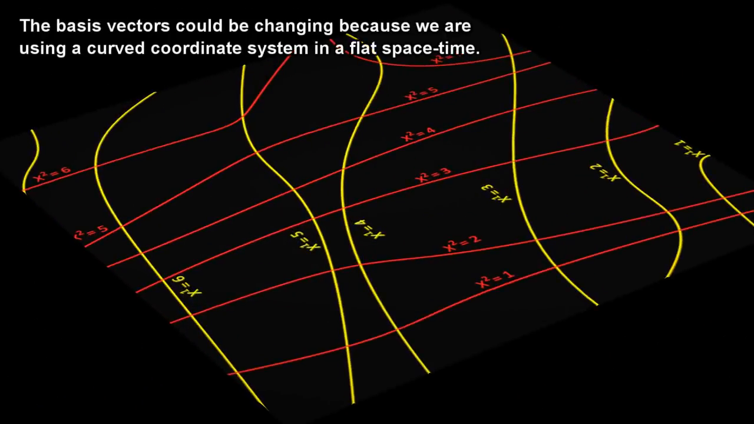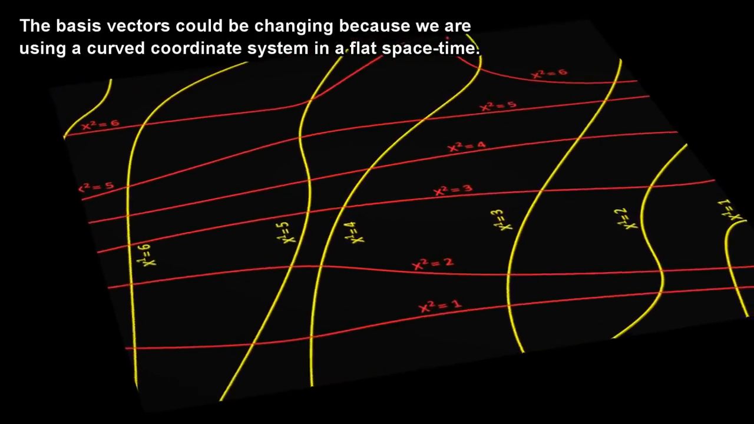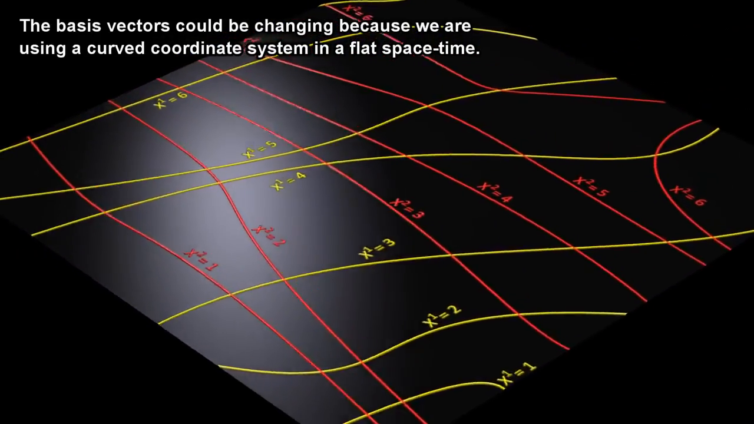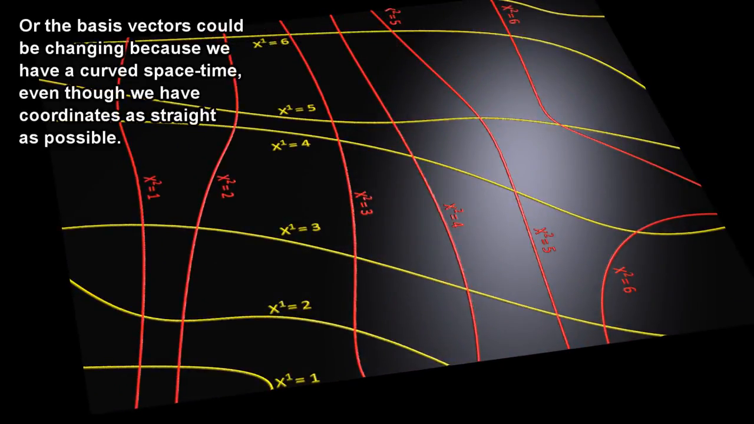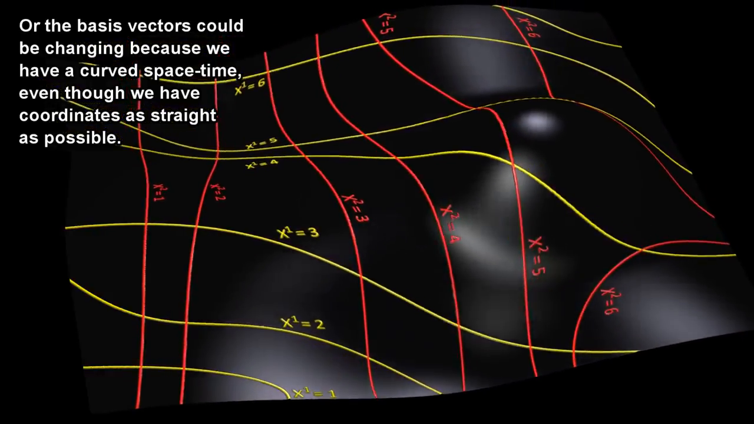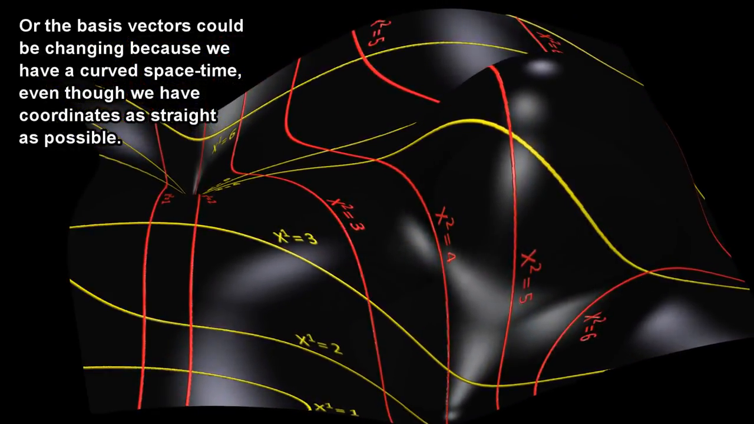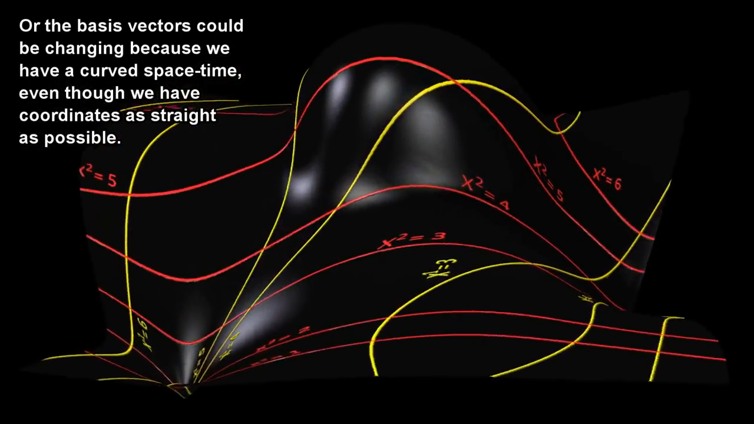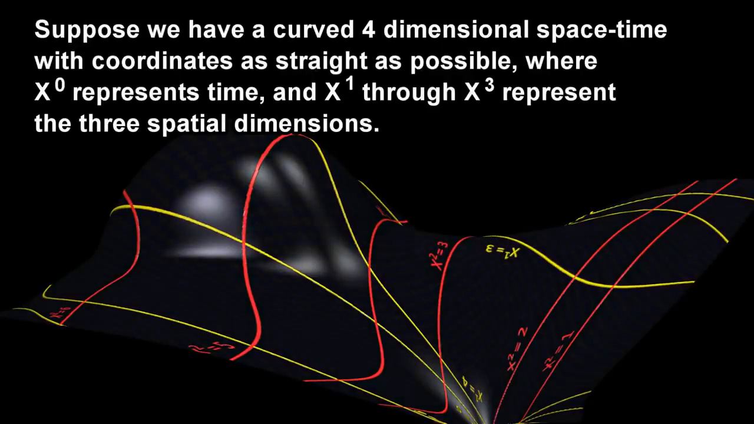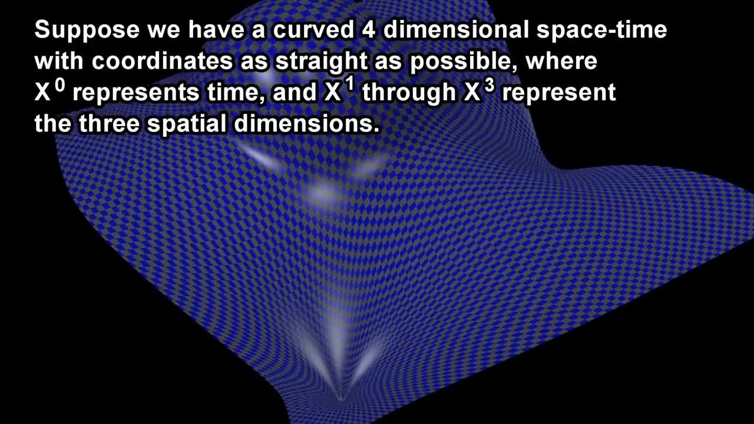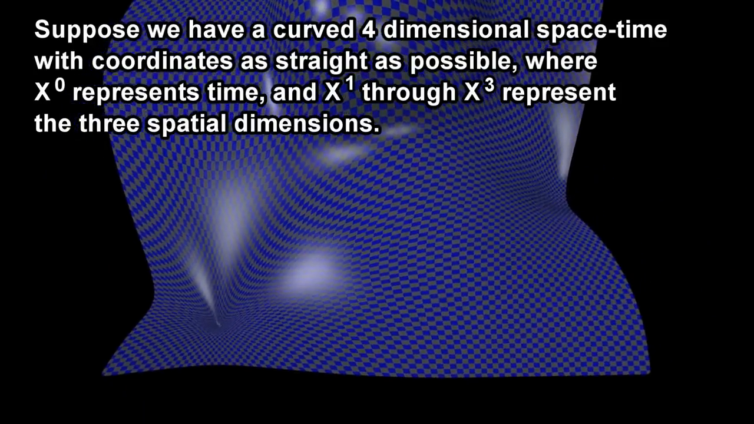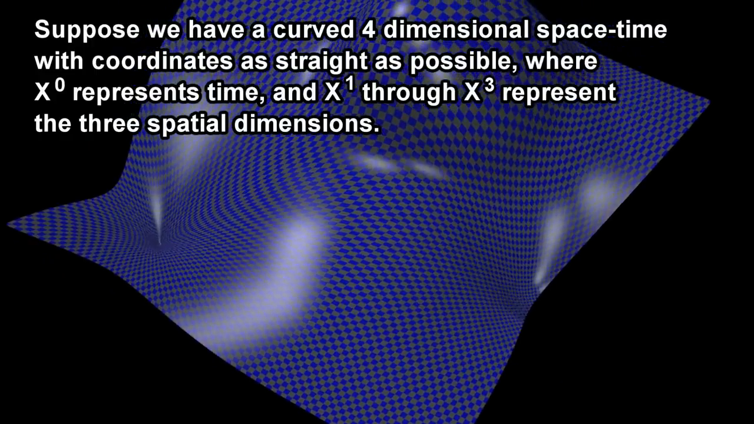The basis vectors could be changing because we are using a curved coordinate system in a flat space-time. Or the basis vectors could be changing because we have a curved space-time, even though we have coordinates as straight as possible. Suppose we have a curved four-dimensional space-time with coordinates as straight as possible, where x0 represents time, and x1 through x3 represent the three spatial dimensions.